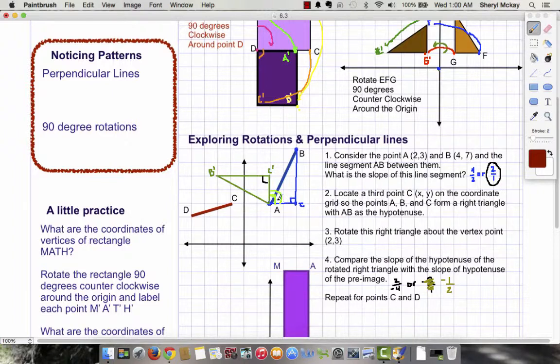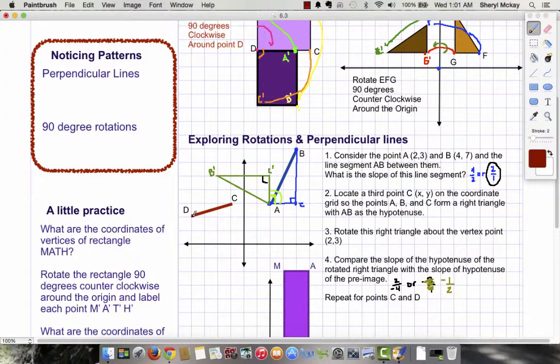Actually, before we do that, let's figure out what the slope of this line segment is. So let's look at D. From D to C, or you could do C to D, either way, but I'll do D to C because I like to read from left to right. From D to C, what is my slope?